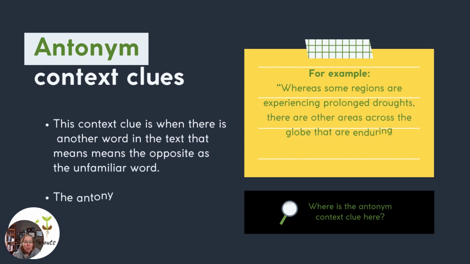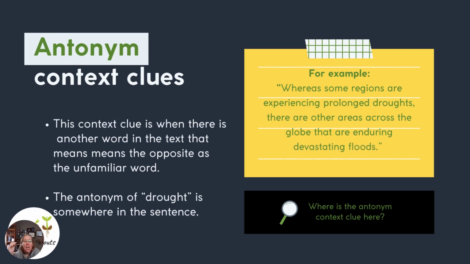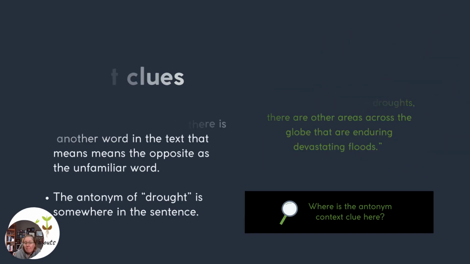An antonym context clue is when there's another word in the text that means the opposite of the unfamiliar word. So in our example, we are looking for an antonym context clue for the word drought. Whereas some regions are experiencing prolonged droughts, there are other areas across the globe that are enduring devastating floods. Can you see the antonym context clue in this sentence?